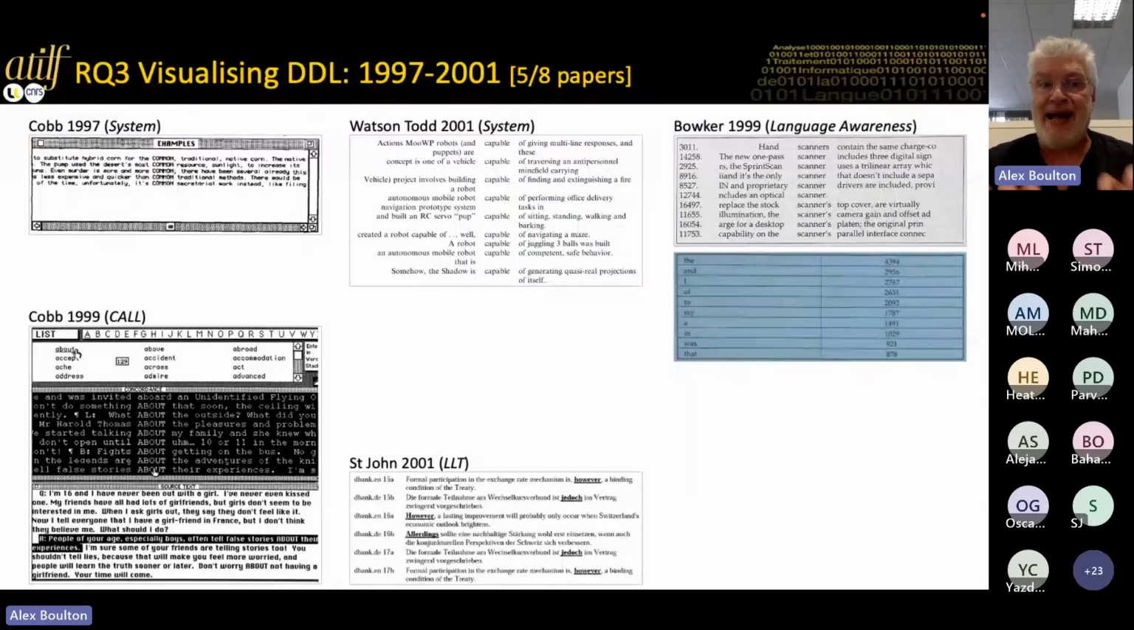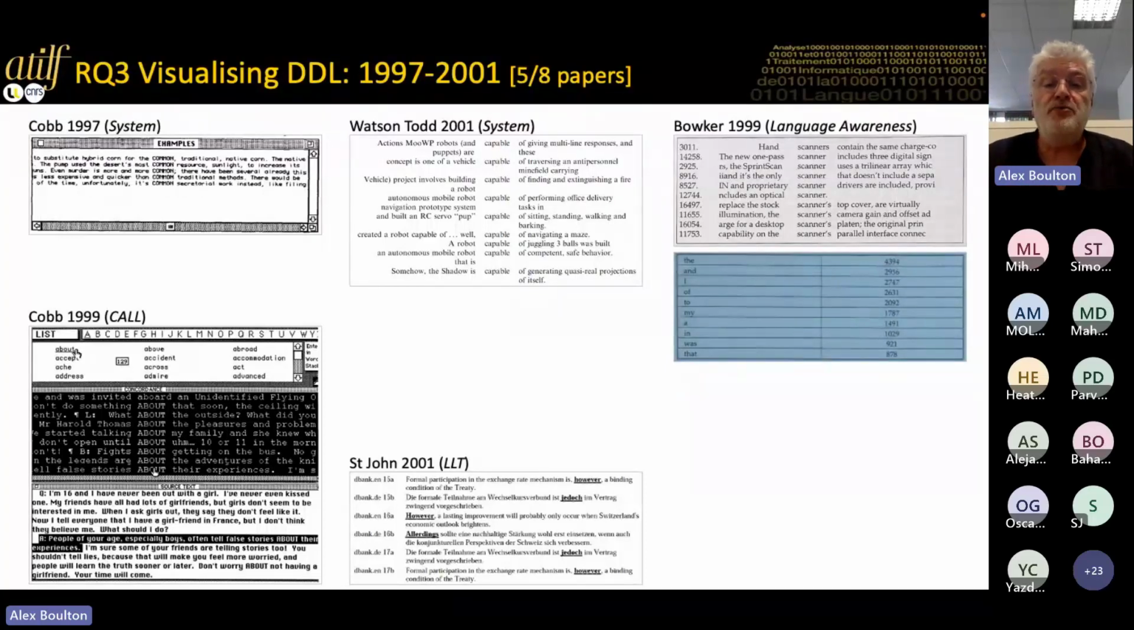So the learners were working hands-on on a computer. But the other 3 all have computer printouts, so the students were working on paper. In Watson Todd, you can see a fairly typical keyword in context, capable and a short context left and right.